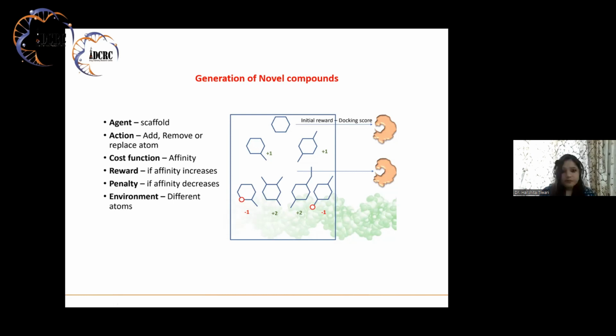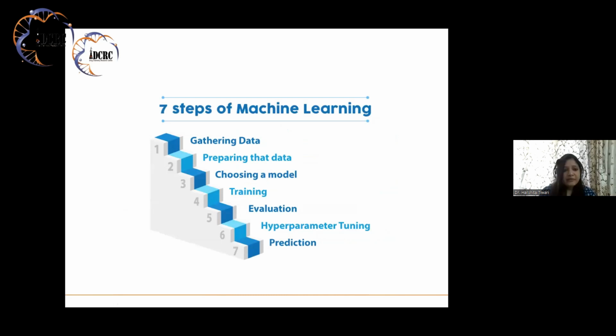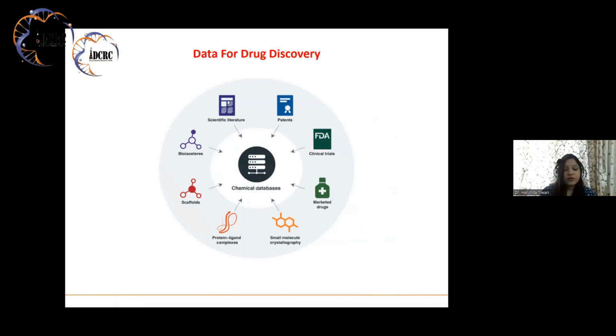Now, as I have told you, there are 7 steps of machine learning. In the context of drug discovery, the first step is the gathering and preparation of the data. In drug discovery, the data comes as an outcome of various experiments. It can come from the scientific literature which scientists have reported from their previous experiments. It can be patent-related data.